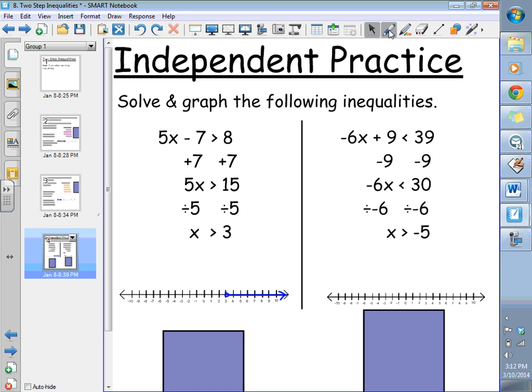Again, we go to graph that. We go to negative 5, and it is not included again. And we go to the right because x is greater than negative 5, and graph it that way, and we are finished.